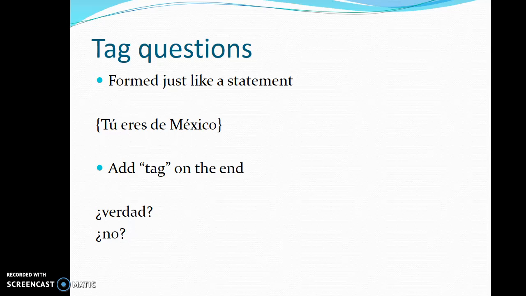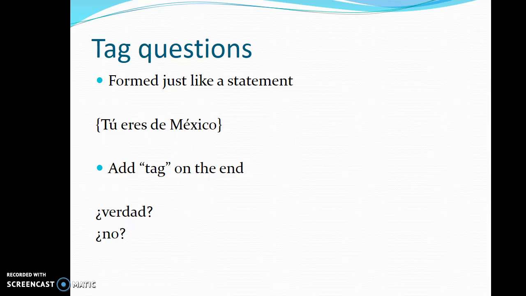Okay, our third type of questions, well, really our second type of questions are called tag questions, and we have these in English too. This is where we make a statement, like, you're from Mexico, tú eres de México, and then we add what we call a tag on the end. In English we would say, you're from Mexico, right? Or you're from Mexico, aren't you? It's basically when we know the answer to the question already, we just want an affirmation.